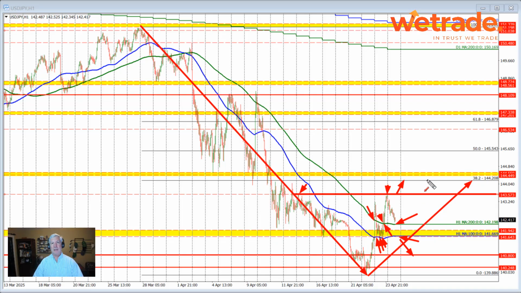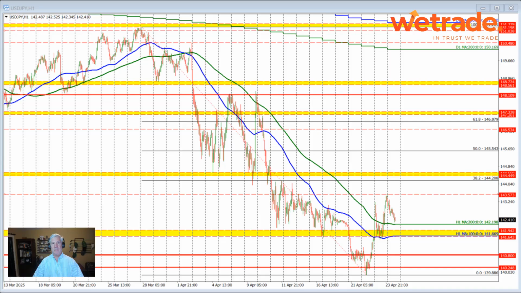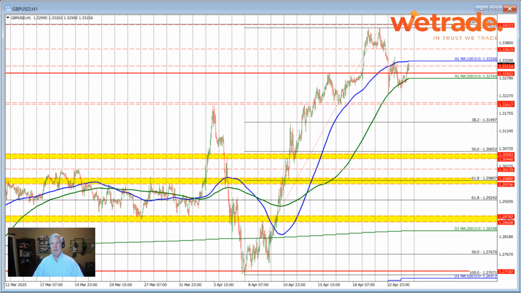So getting to that level would just be a regular old correction in what has been a bearish move to the downside, so be aware of that. But first things first, the 200-hour moving average is going to be the key barometer for traders today. Be aware of that level.